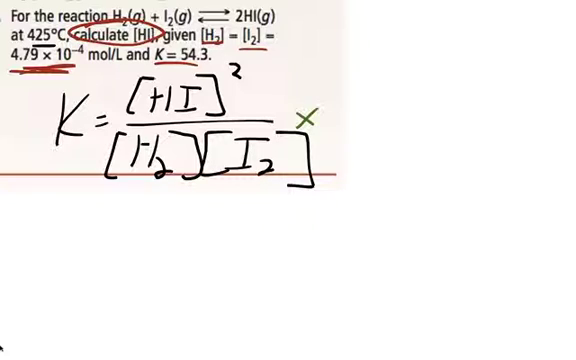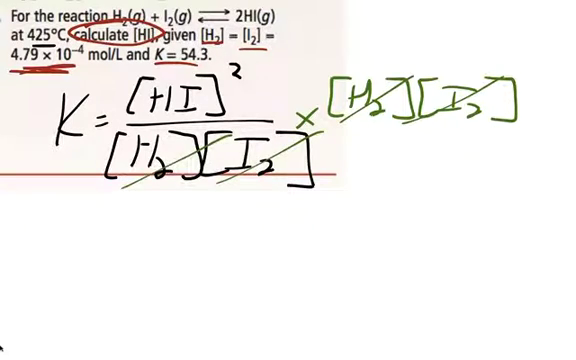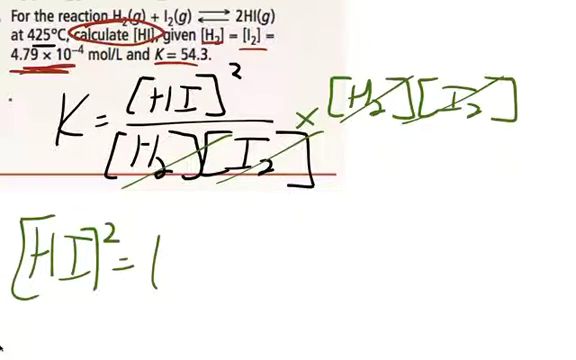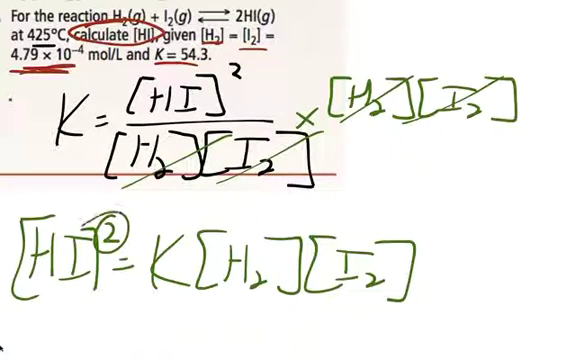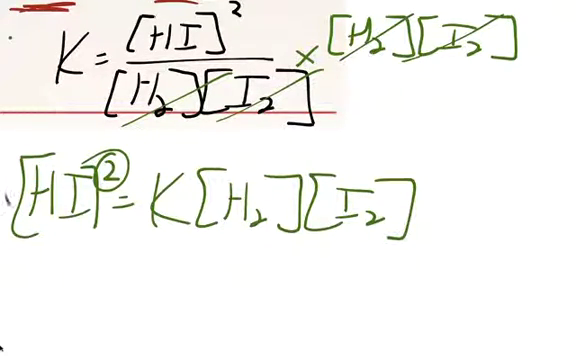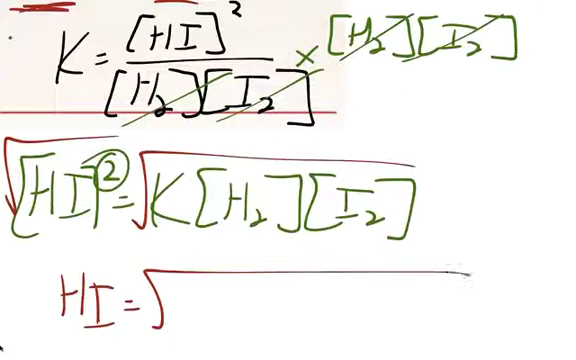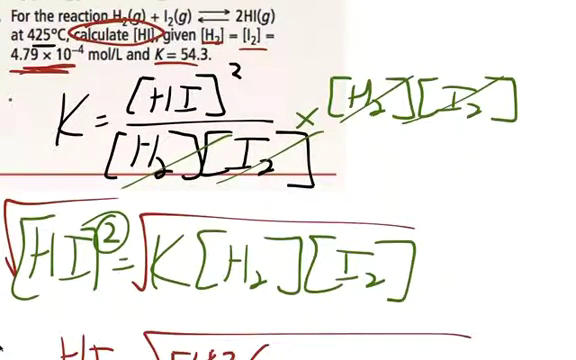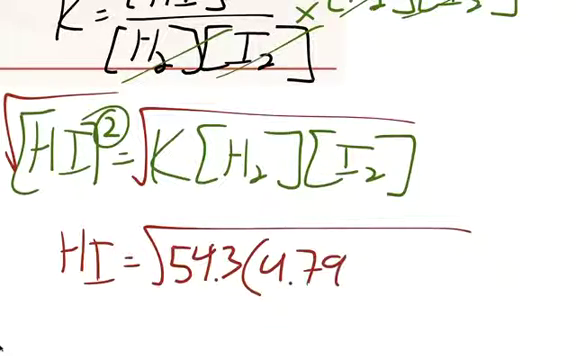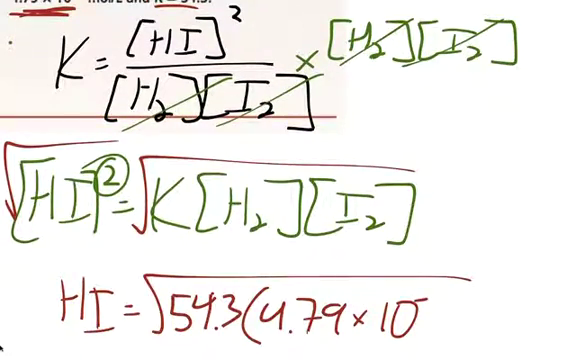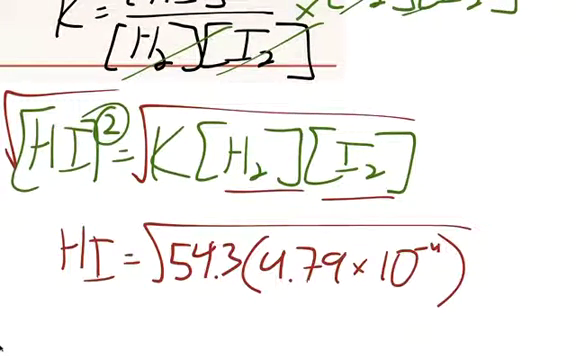Well, if I'm rearranging the equation, I'm going to first multiply both sides by the hydrogen concentration and the iodine concentration. That'll cancel these out here, but then I have to move it to the other side, so I'll have hydrogen iodide concentration squared equals K times the hydrogen concentration times the iodine concentration. Now we want to get rid of that square, right? Well, the opposite action of squaring something is we'll just take a square root. We'll take a square root of this side, so the hydrogen iodide concentration is going to equal the square root of 54.3, which is our K value, times 4.79 times 10 to the negative fourth. And because these two are the same, I can just square that value.